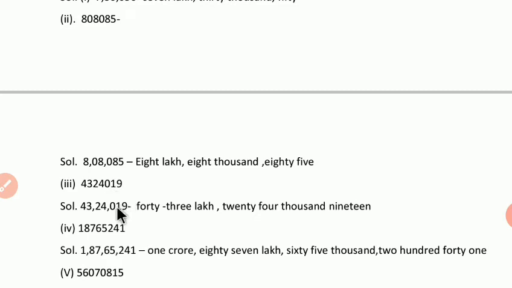4324019. Again we place the commas after every 3 digits. 1, 2, 3, then after 2 digits, 1, 2, then 1, 2. So ones, tens, hundreds, 1000, 10,000, lakh, 10 lakh. It means 43 lakh 24,019.